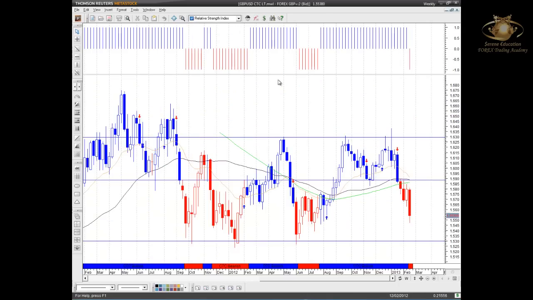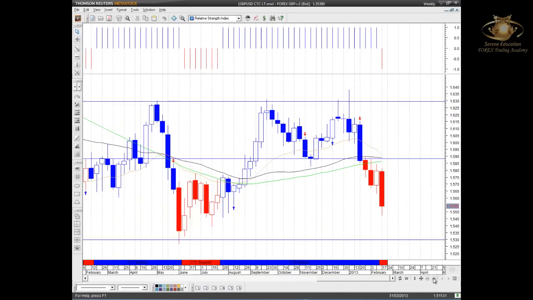On to sterling. Let's have a look at the week. On this one, you can see quite bearish indeed. The price has really fallen away. You can see quite clearly that we have broken through a major support and resistance level recently, and also the institution as well as all the moving averages.